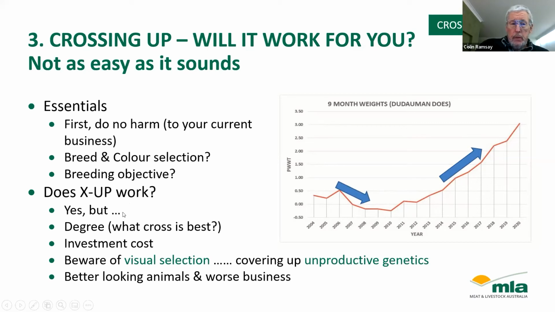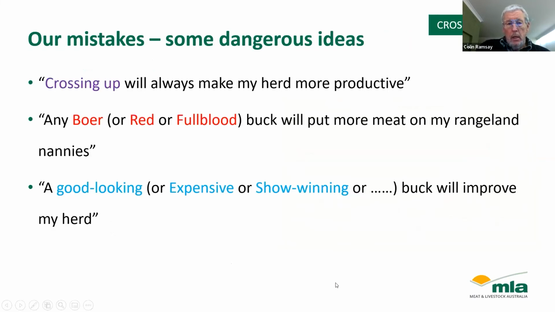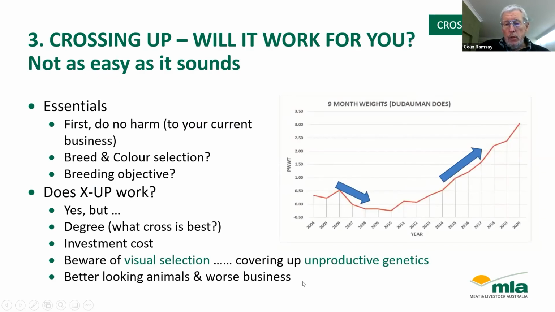So crossing up can be fantastic, but beware that it actually costs a lot. When it feels as though it's going to be cheap, it costs a lot. There are big decisions to make about whether you want the first, the second, the third cross. And above all, be very, very careful that if you make genetic selections in the early years, you are not fostering and covering up unproductive genetics. So it is quite easy to have better looking animals and a worse business, unless you're really conscious of it.